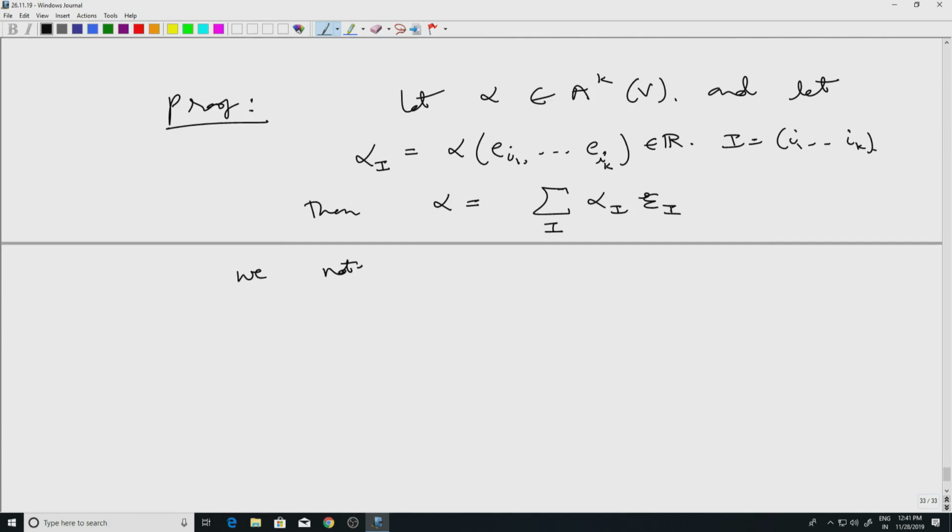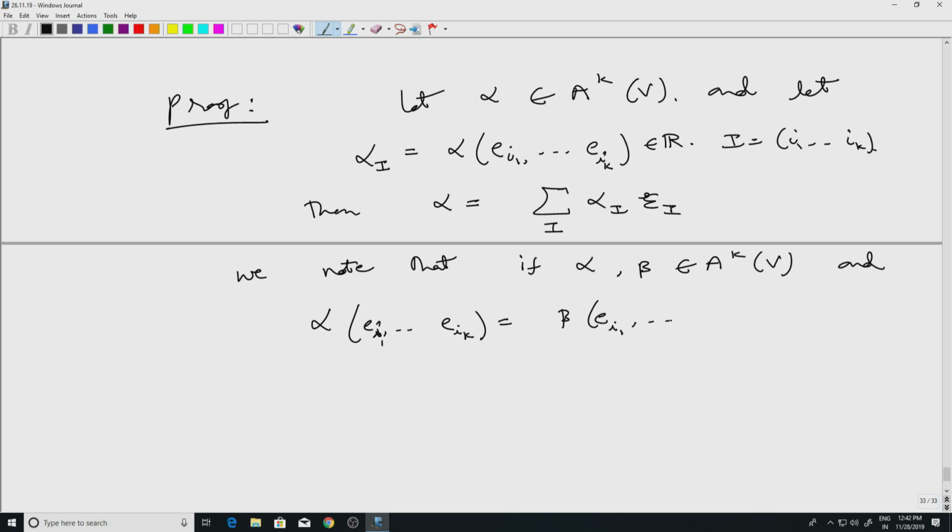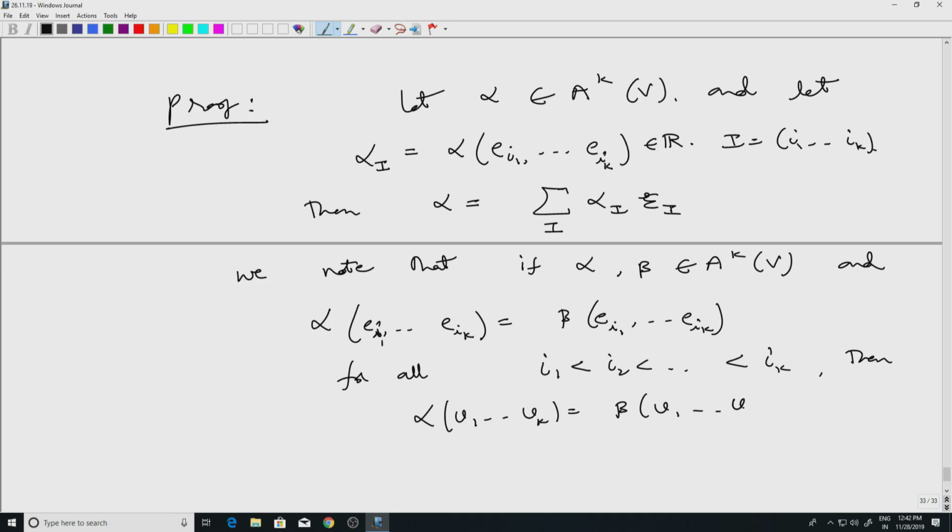We note, let me write it as a small fact, that if alpha and beta are in A^K(V) and alpha(e_{i1}, ..., e_{iK}) equals beta(e_{i1}, ..., e_{iK}) for all i1 less than i2 less than ... less than iK, then alpha(v1, ..., vK) equals beta(v1, ..., vK), i.e. alpha equals beta.